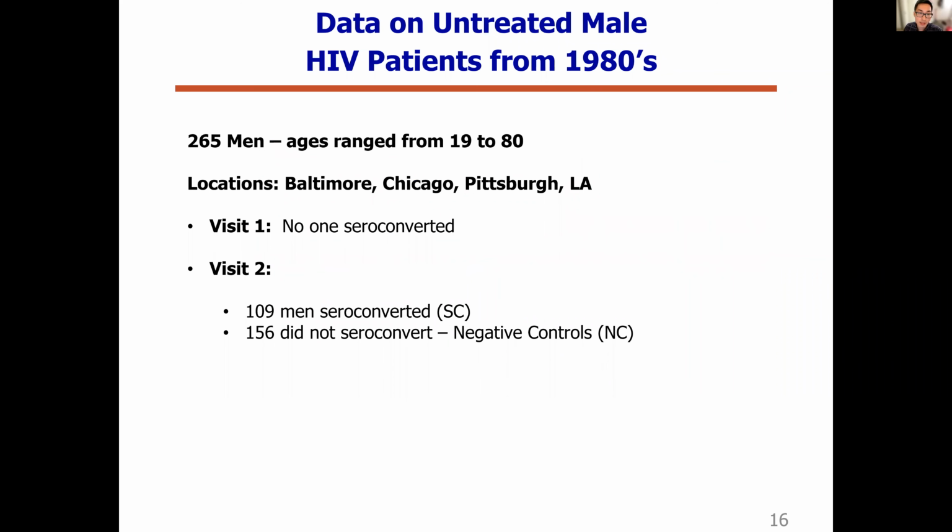The data set contains 265 male subjects, with ages ranging from 19 to 80. The subjects were collected from 4 different locations in the US: Baltimore, Chicago, Pittsburgh, and LA. At visit 1, no subjects were seroconverted or HIV infected. But at visit 2, 109 men were seroconverted. We call this the SC group. The remaining 156 people didn't seroconvert, and these serve as negative controls, the NC group.